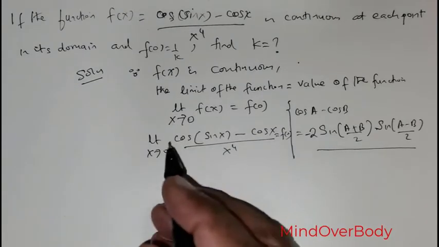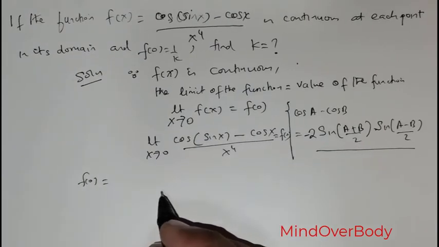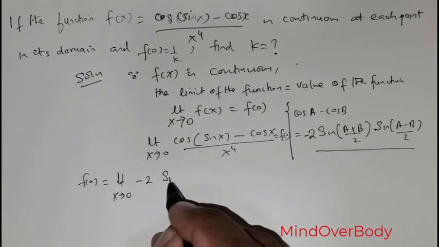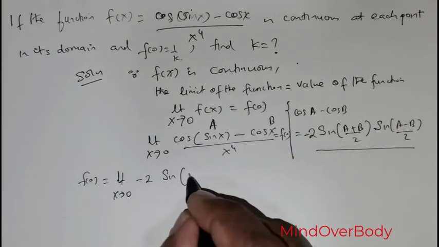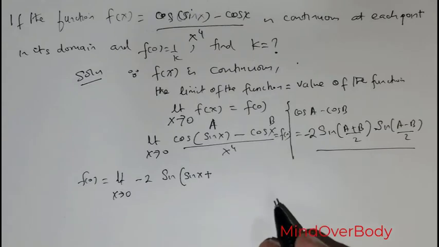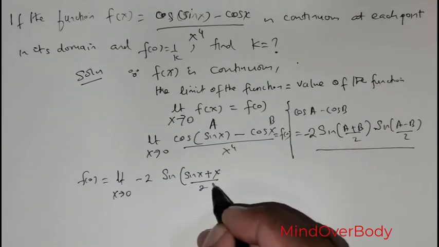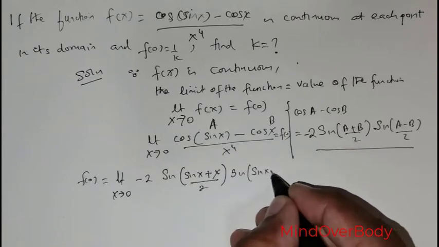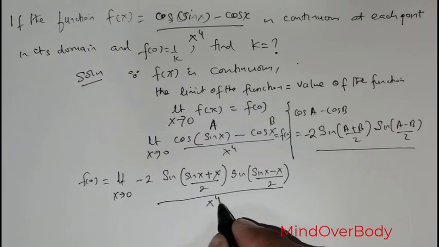We need to place that. So now I will first consider, probably I will write f of 0 over here. F of 0 is equal to limit x tending to 0 of negative 2 times sine of, this is my a and this is my b, so it's going to be sine of (sin x + x) divided by 2, and then you get a sine of (sin x - x) divided by 2. This has to be divided by x to the power of 4.